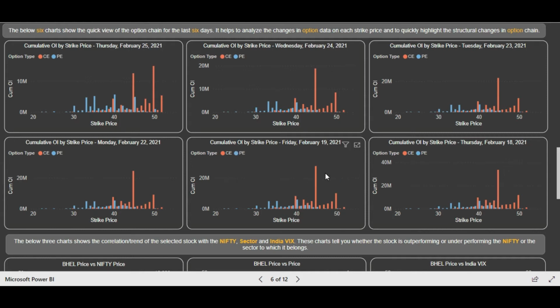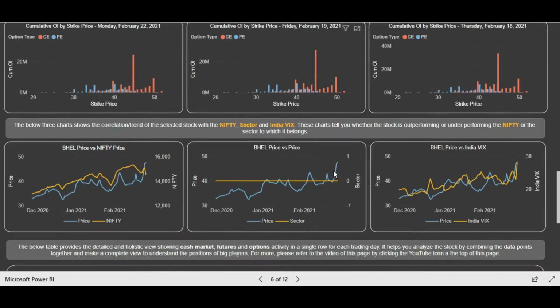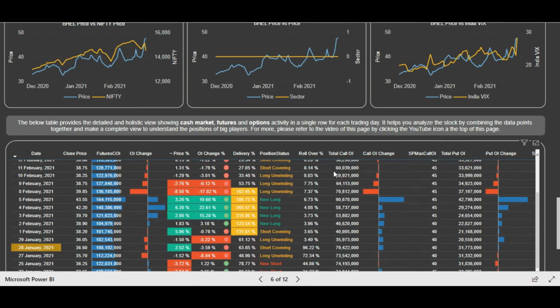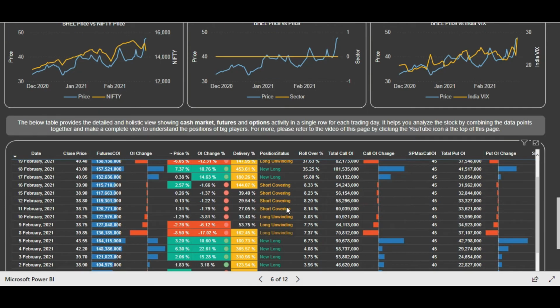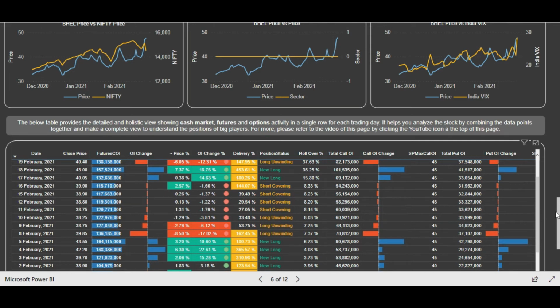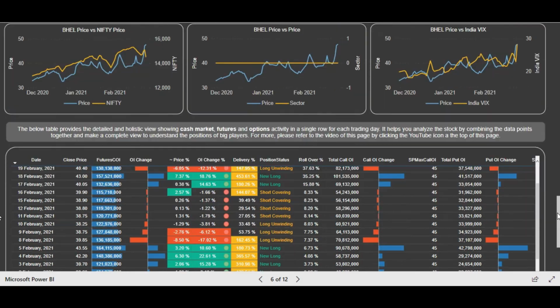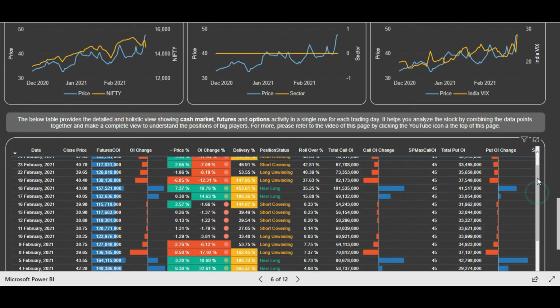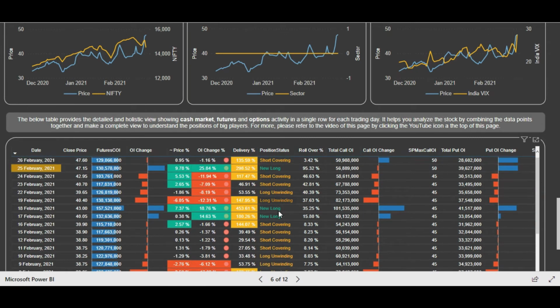Now you have to relate this with futures data also, whether any significant activity happened in futures and cash market data. So let's go to the bottom table and analyze the 18th of February. If we scroll up, you will see that on 18th of February there was a new long position. On the previous day also, on 17th, long positions were already made, and that's why the very next day the call unwinding happened.